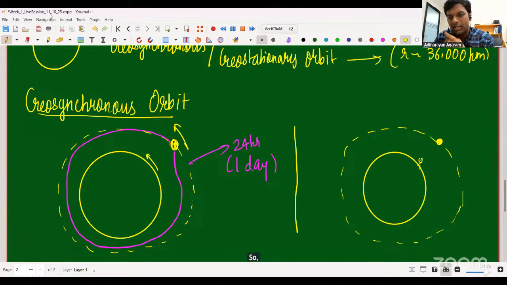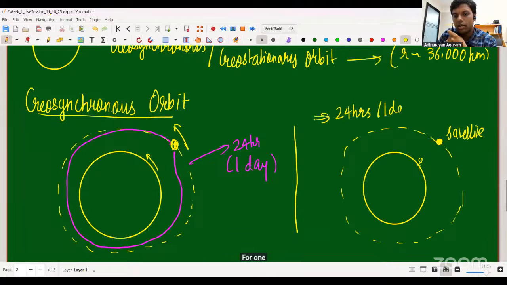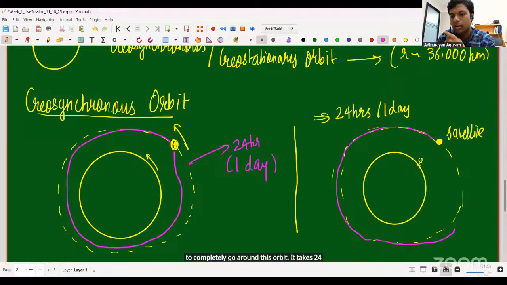So consider this, say this is your satellite that's there. And it is part of a geosynchronous orbit. What does it imply? It means that it takes 24 hours, 1 day, to completely go around this orbit. Now, in the meantime, my Earth will also rotate, correct? The Earth will also rotate about its own axis, so I will also be going around the Earth.